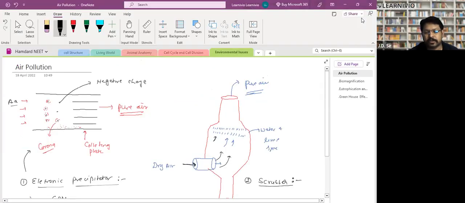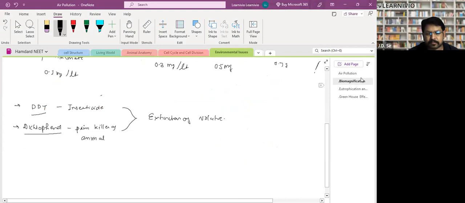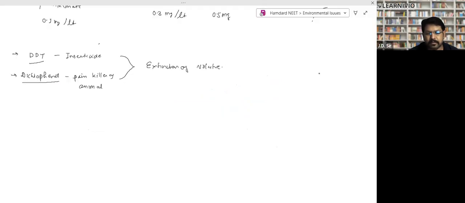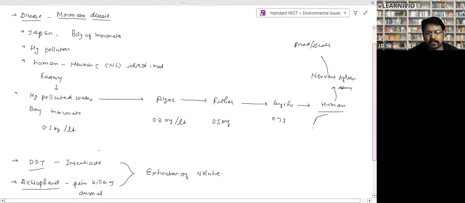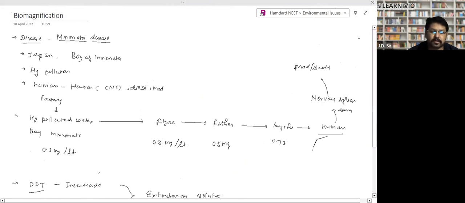Just for your information, this is not that much important for you, but this is important for your NEET examination.